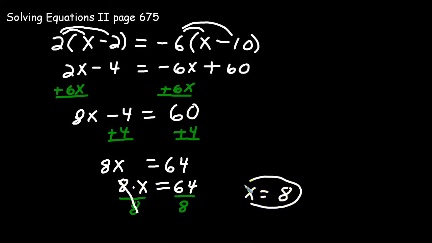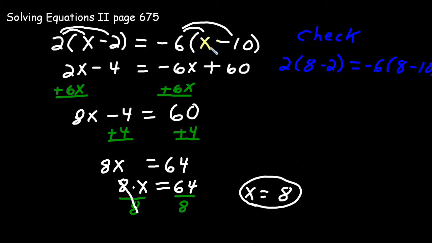Now, nice thing about equations, you can always check your answer. Go back to the original equation. You should be able to check it and see if your answer is correct. So we can take our answer, replace the x's here with 8. So it'll be 2 times the quantity 8 minus 2, equals negative 6 times the quantity 8 minus 10. See, I'm replacing this x with an 8 and this x with an 8.